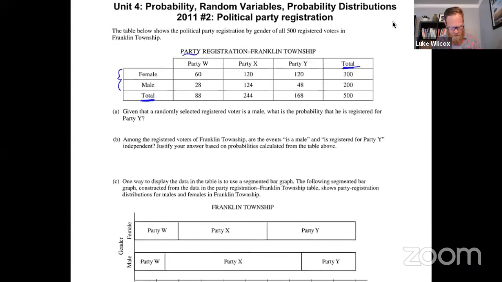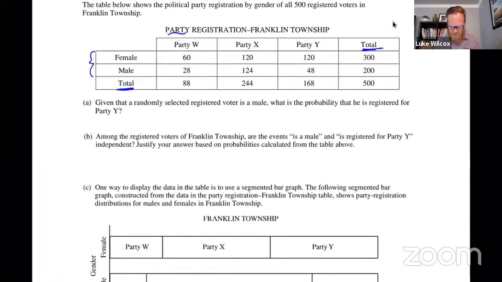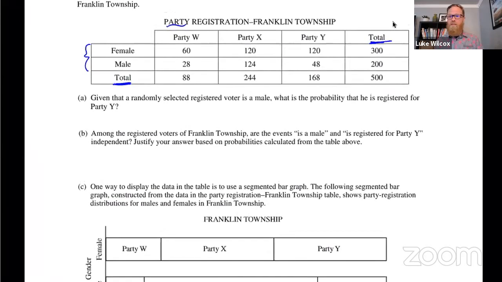So here's part A. Part A says, given that a randomly selected registered voter is a male, what's the probability that he is registered for party Y? Okay, this is a probability question, and it definitely sounds like a conditional probability because there is a given condition. And the given condition here is that the registered voter is a male. Now, what that means is that this is really the only row that we need to look at, the row for males. So given that we are in that row, we want to know what's the probability that he is registered for party Y. In probability notation, what we're looking for is the probability that the person selected is in party Y, given that they are a male.